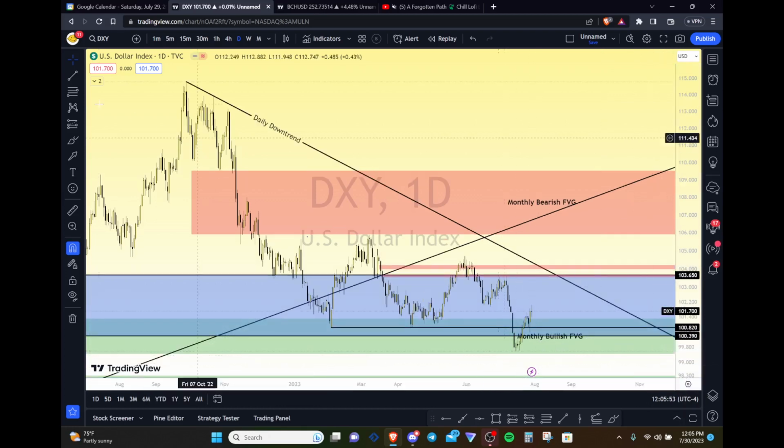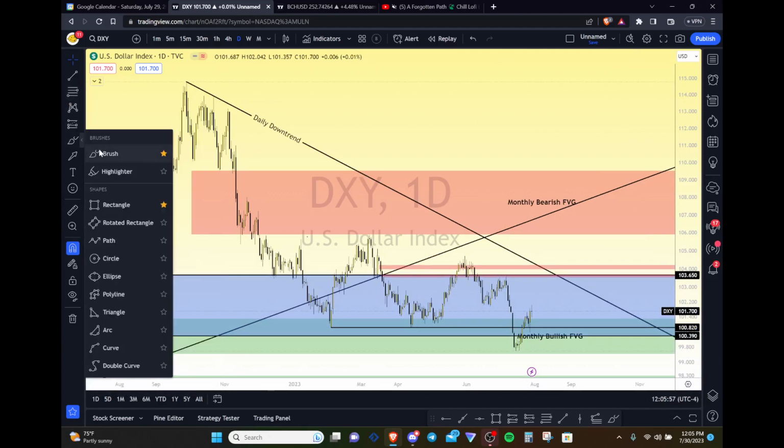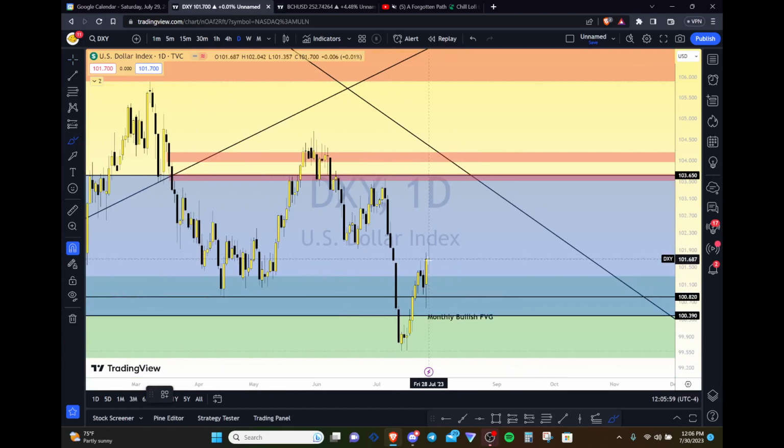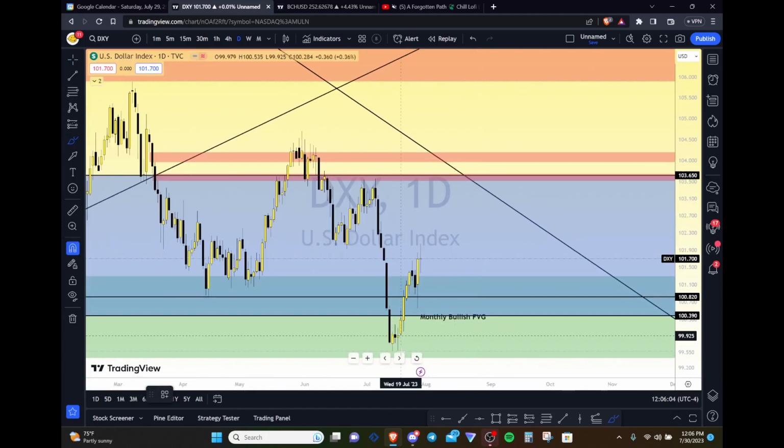If we do start to stabilize here and we don't have continuation lower, it's going to imply that the daily downtrend line here is the next target. So if that were to happen, the structure would look something like this, where we are likely going to stop where we're at here or have one last push into this bearish fair value gap right here.